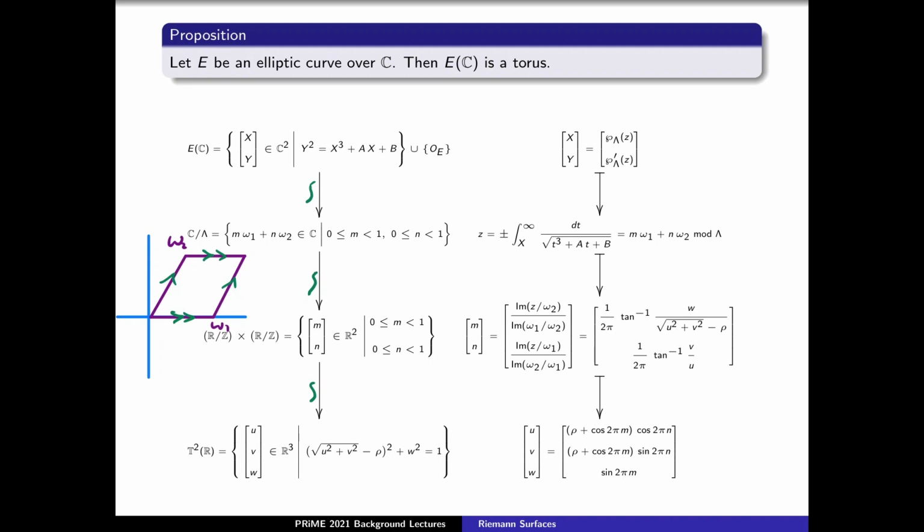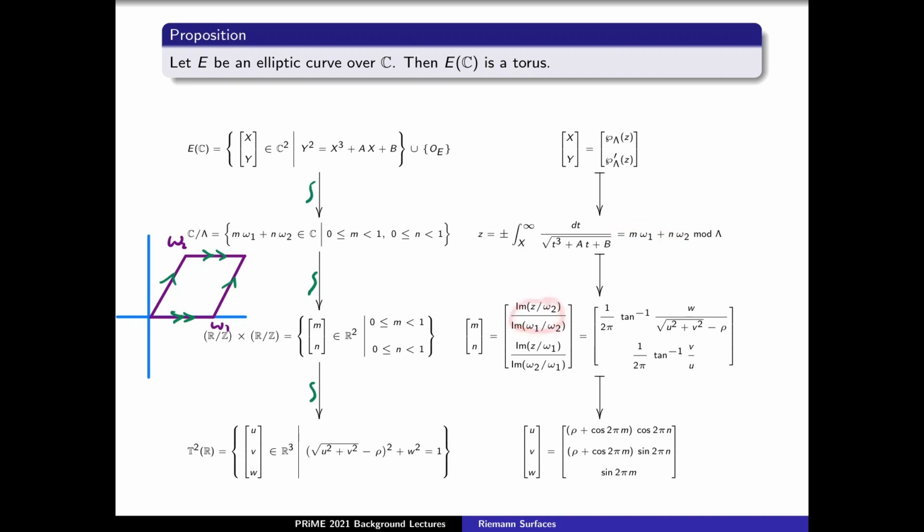But if we keep track of everything, we come back to C modulo the lattice, and we can view m and n in the following way. m and n, of course, are real numbers, but we can view them in the following manner. So m can be realized as the imaginary part of z over omega 2, over the imaginary part of omega 1 over omega 2. And now z corresponds to the original element that we had up here in the lattice, and so that is m omega 1 plus n omega 2. So that's how we're mapping these elements.